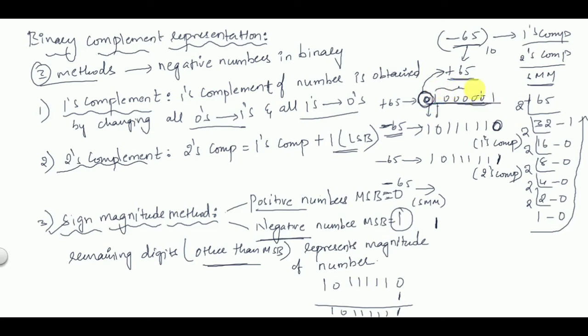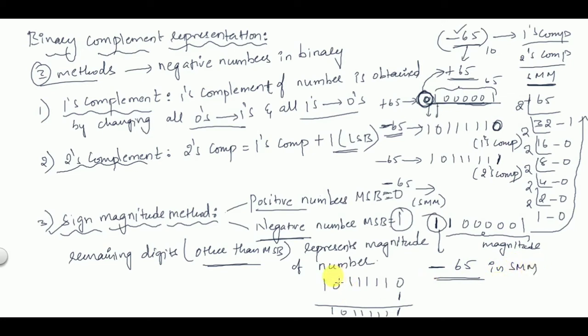This magnitude is 65. If the given MSB bit is 0, it is a positive number. If you want to convert it into negative, that is, if you want to represent minus 65 using the sign magnitude method, just change the MSB from 0 to 1. So it will be 1 0 0 0 0 0 1. The magnitude is unchanged, only the MSB bit changes. When MSB is 1, it represents a negative number, and this magnitude represents 65. So it will be minus 65 in the sign magnitude method.